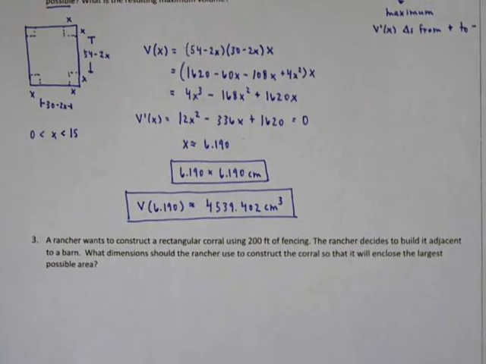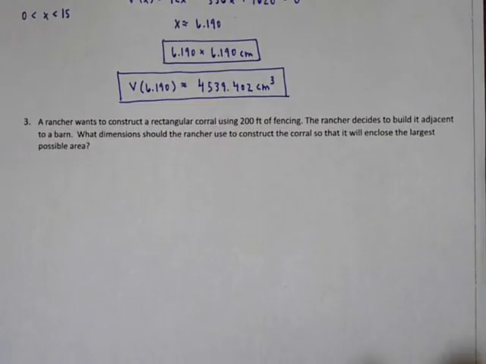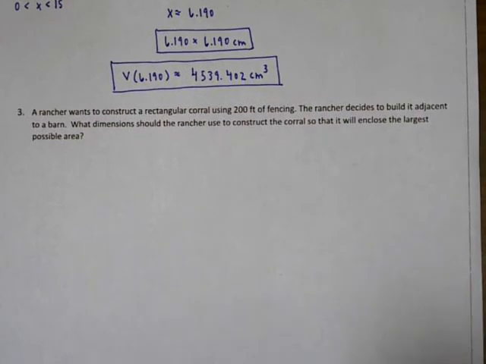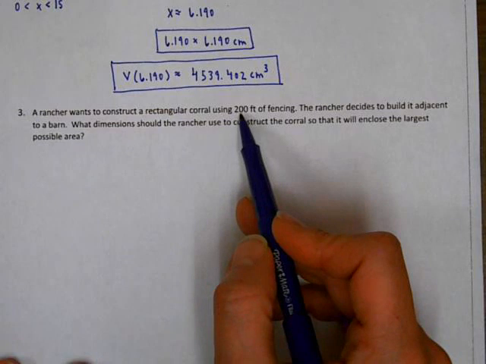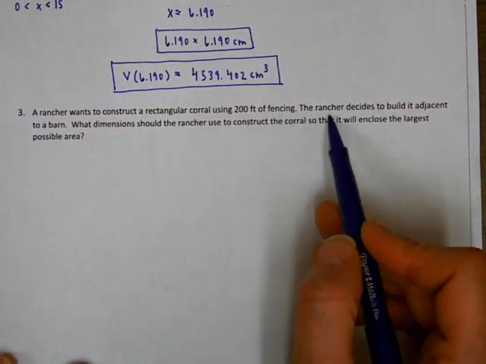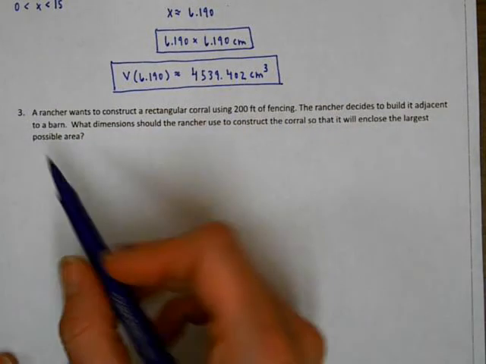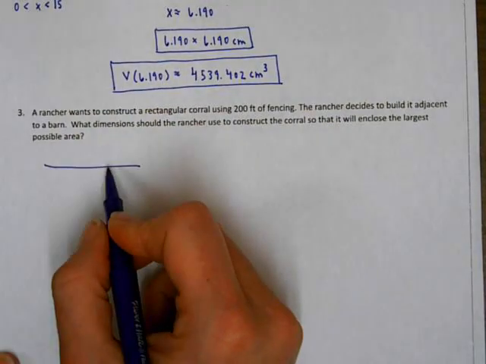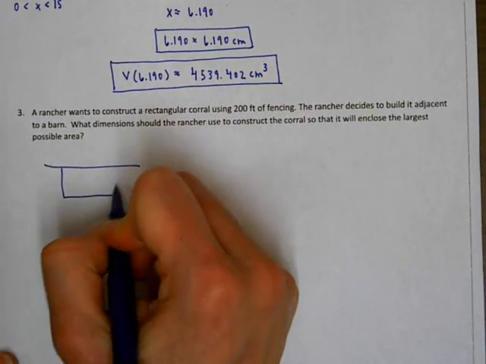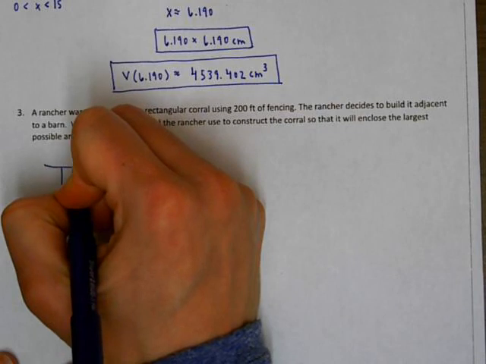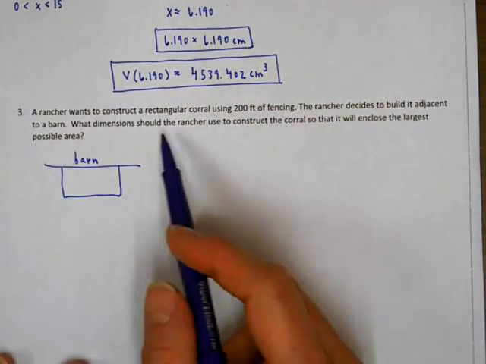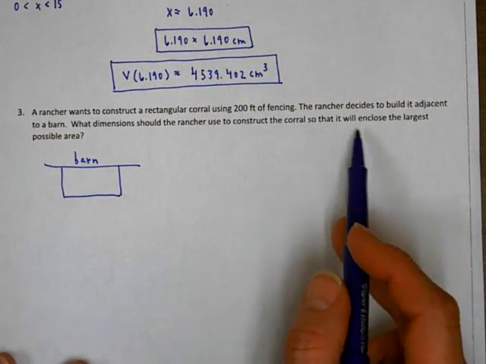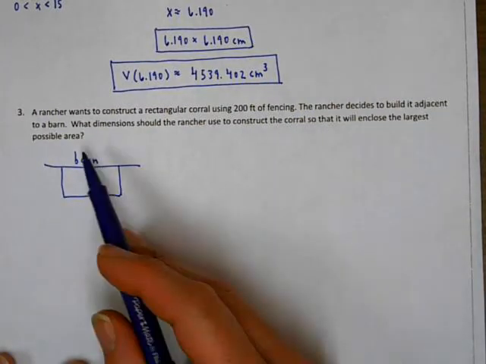All right, last problem. Now this is actually where we're going to require two equations. So let's see why that happens. It says a rancher wants to construct a rectangular corral using 200 feet of fencing, and he decides to build it adjacent to a barn. So what's happening is we have a barn wall, and off of that barn he's going to build the corral. What dimension should the rancher use to construct the corral so that it will enclose the largest possible area?